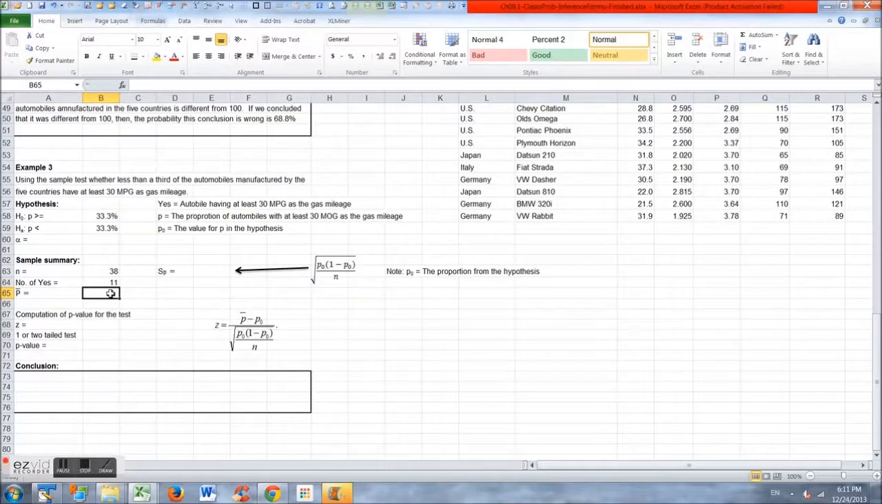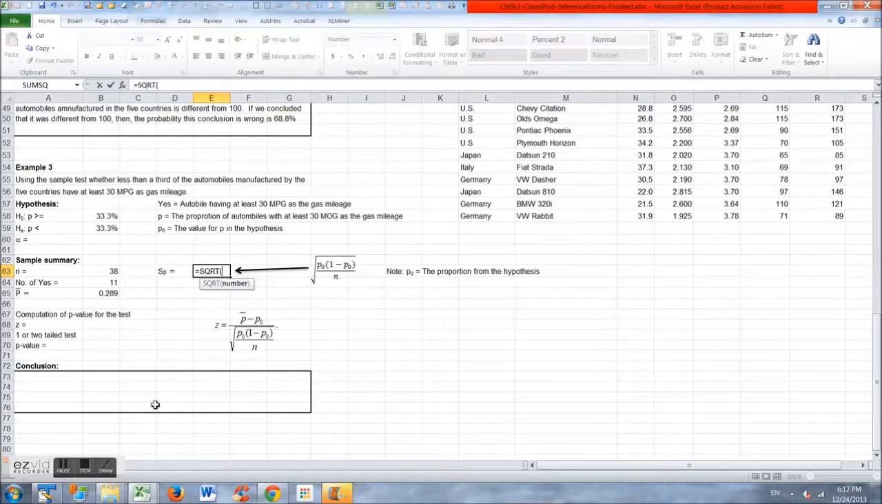Then P bar, the proportion of automobiles that are S, okay, so it will be 11/38. This is going to give us the P bar value. Now in hypothesis testing, the standard error for P bar is this formula, which means you have to use the P sub 0 from the hypothesis. So this is square root of P sub 0, use either one of them, times 1 minus P sub 0 divided by sample size n.